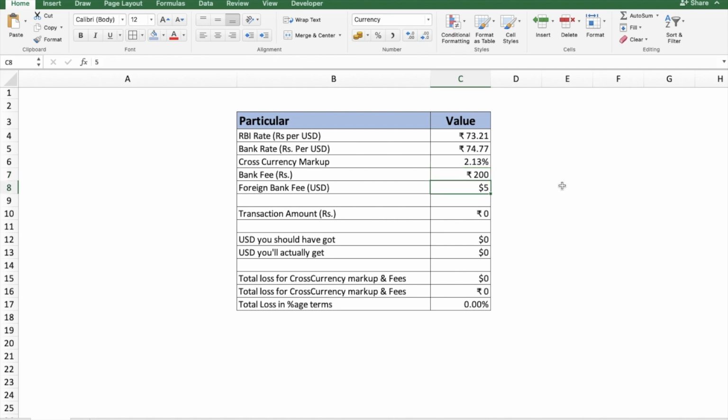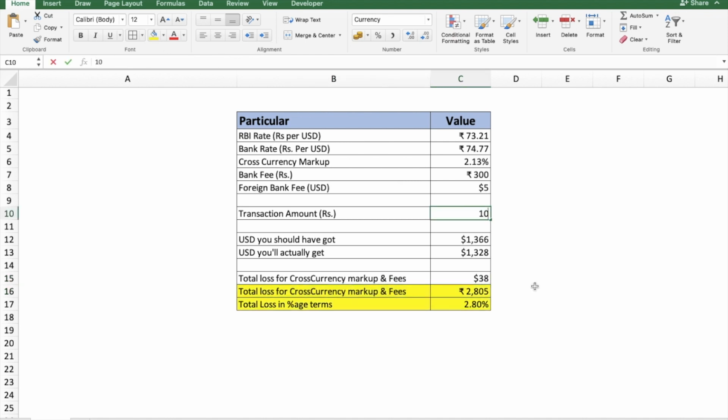Now, many a times, the foreign banks also charge you for such transactions. Let's say it's flat $5 per transaction. Now let's say you want to send 1 lakh Indian rupees to US. In this case, ideally in a world without cross currency markups and transaction fees, you would have got 1366 US dollars. However, due to these charges, we would only get 1328 US dollars. That's a difference of around 2800 Indian rupees, which is a loss of 2.8% on the total amount we want to remit or convert. It's a huge cost, right?